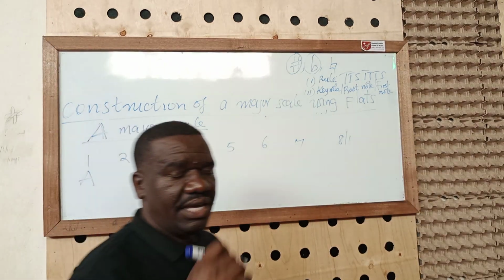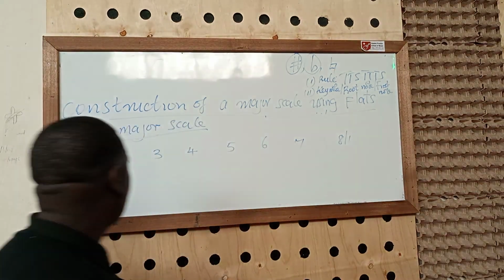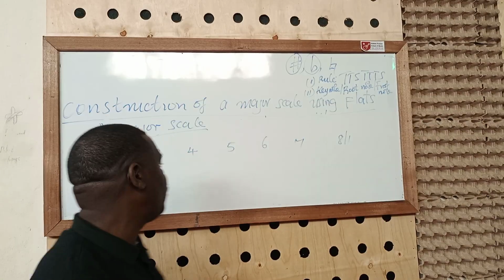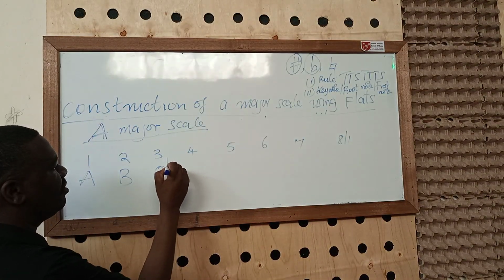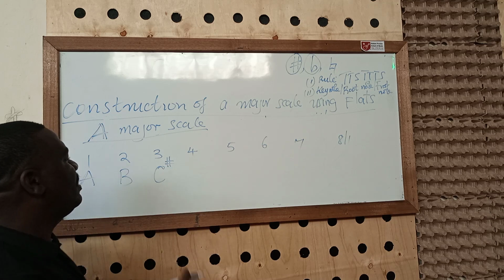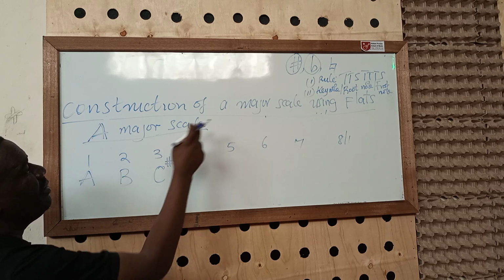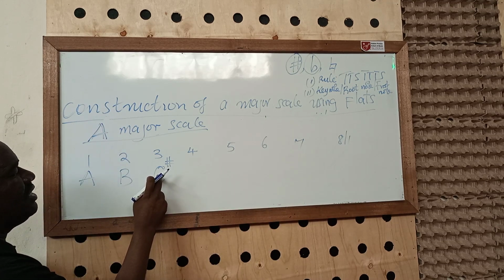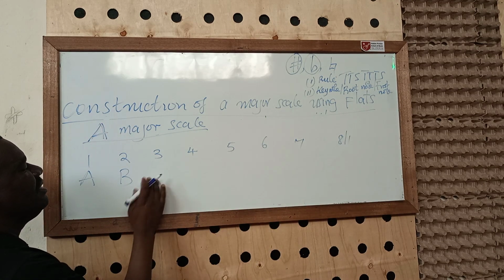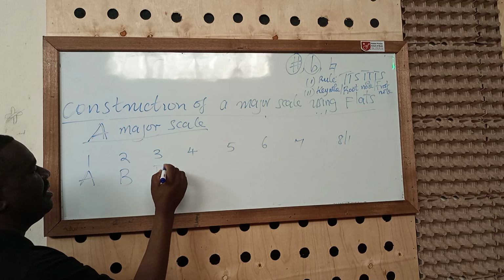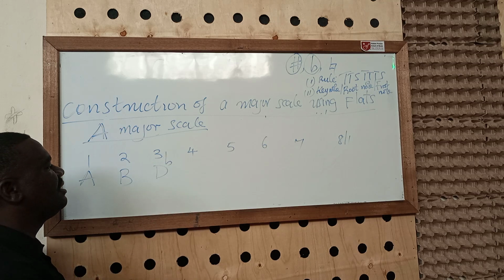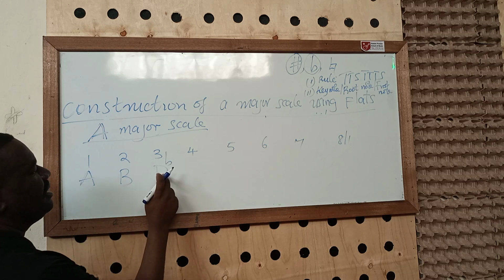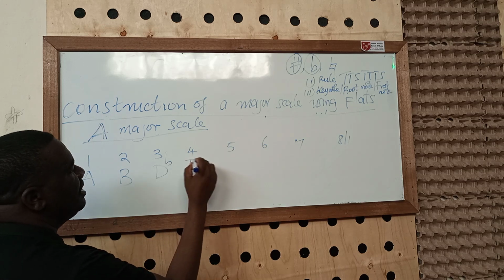When you raise A by a whole step, you go to B. When you raise B by a whole step, you go to C sharp. And now, remember, we are constructing using flats. So what is the other name for C sharp? D flat. The D flat, half step takes us to D.